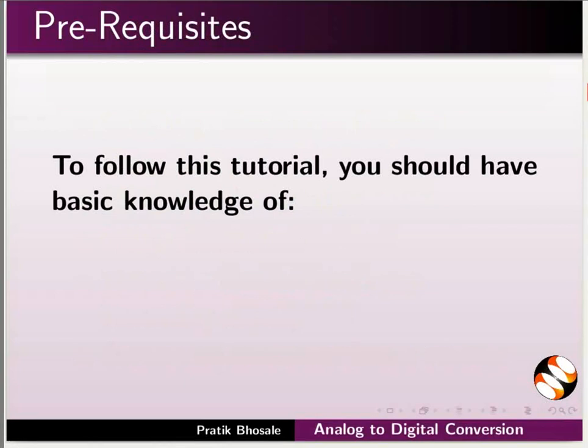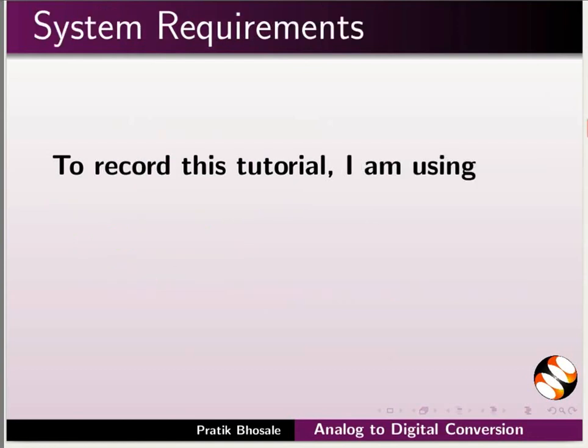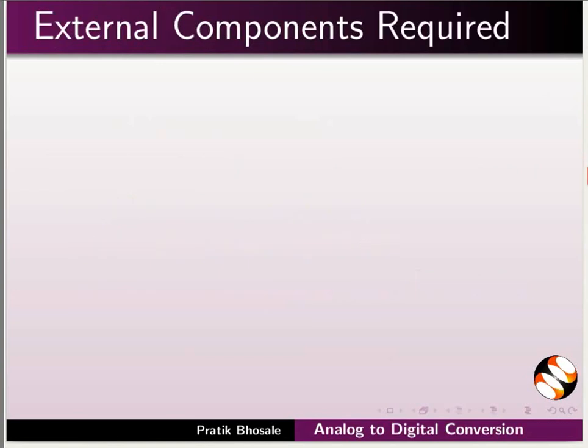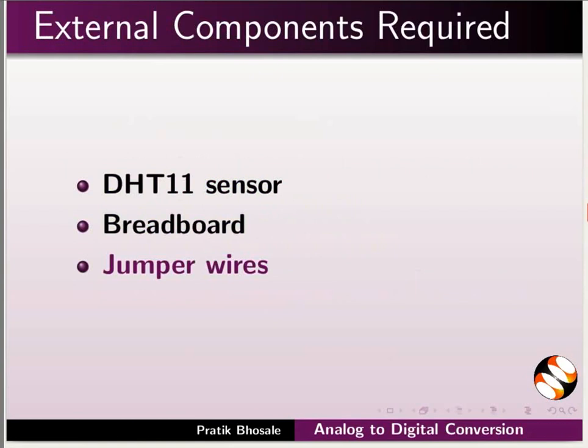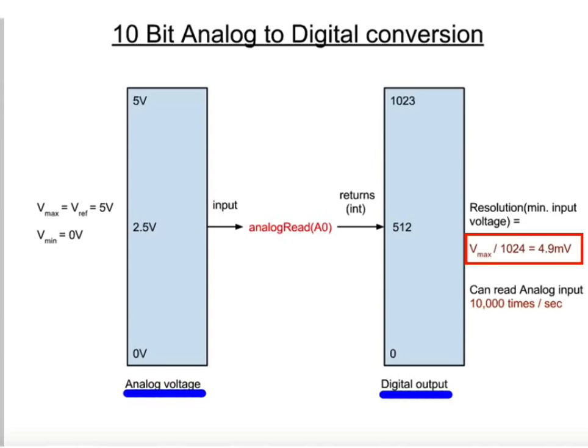To follow this tutorial, you should have basic knowledge of electronics and C or C++ programming language. To record this tutorial, I am using Arduino Uno board, Ubuntu Linux 16.04 OS and Arduino IDE. We require few external components such as DHT11 sensor, breadboard and jumper wires. In this tutorial, we will detect the temperature and humidity using DHT11 sensor.